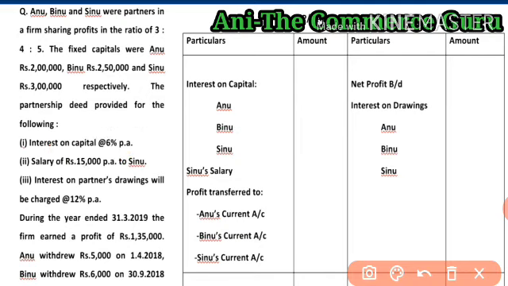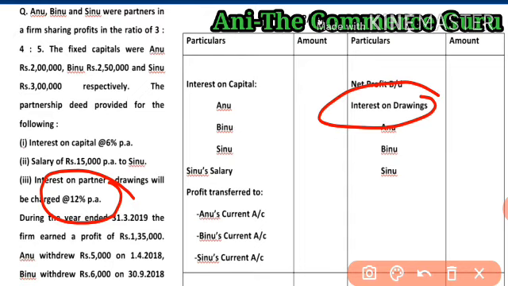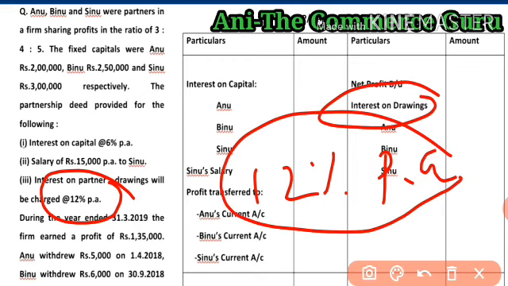Then third point, interest on drawings will be charged at 12% per annum. Interest on drawings is also given here, 12% per annum. So as per the partnership deed, partners should pay interest on their drawings to the firm at 12% per annum. Here also you need to take care of a particular thing.